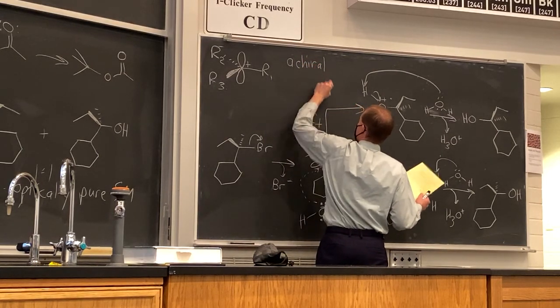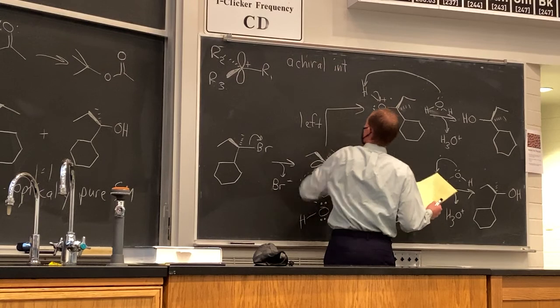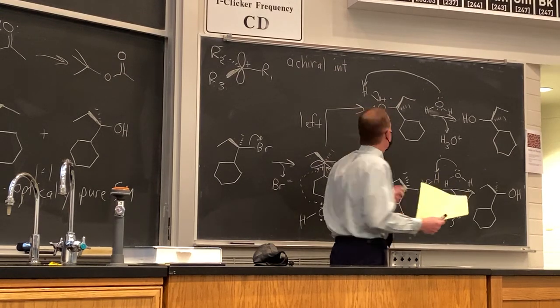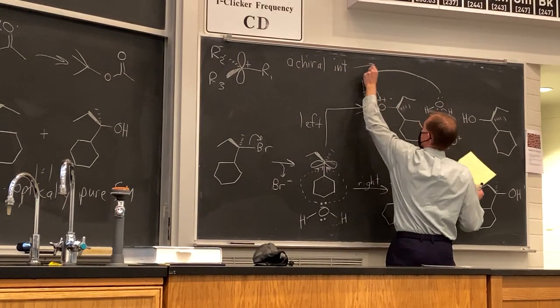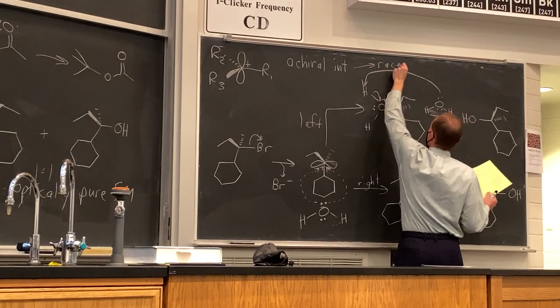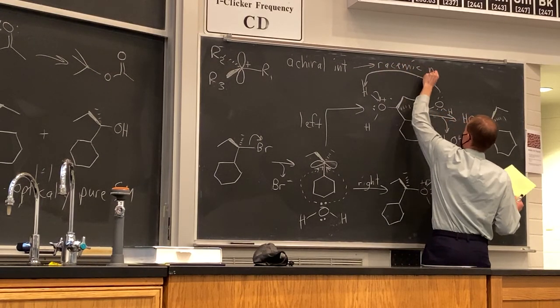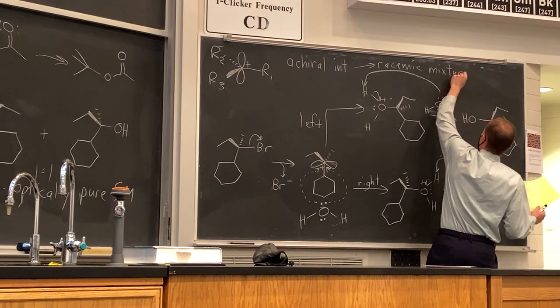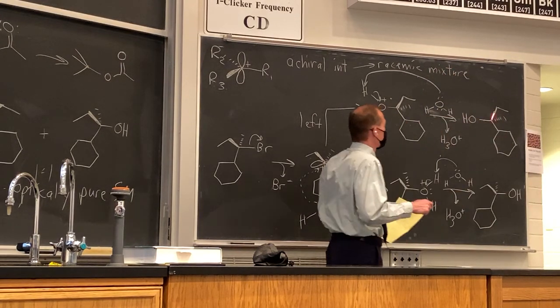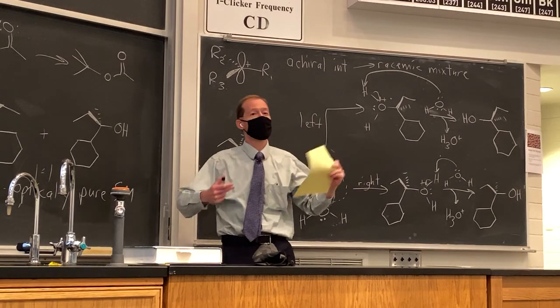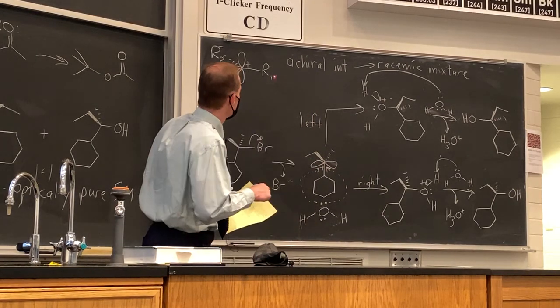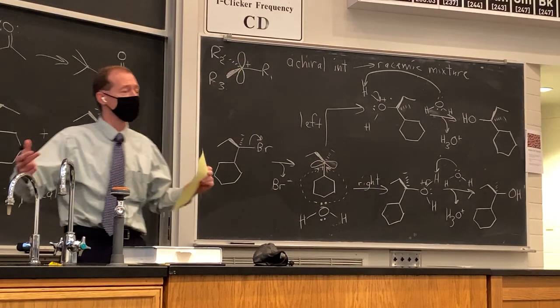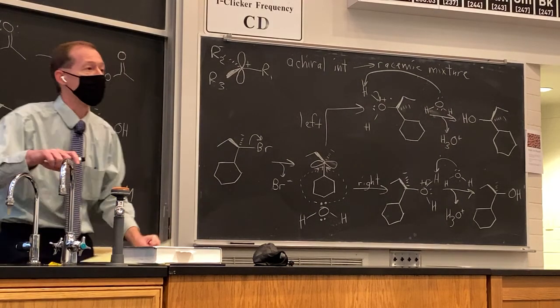Whenever you have an achiral intermediate, you can produce a chiral product, but it's going to be a racemic chiral product, okay? The alcohol that we are getting in this reaction is chiral. It has a stereocenter, but it's being produced as a racemic mixture. So this is also general. If we have an achiral intermediate, we're going to form a racemic mixture.